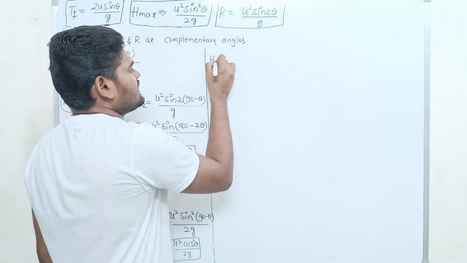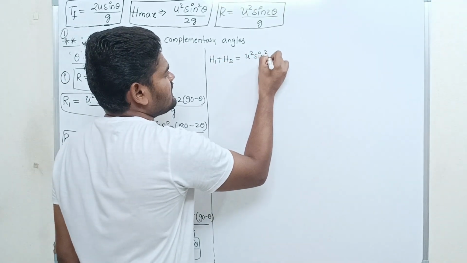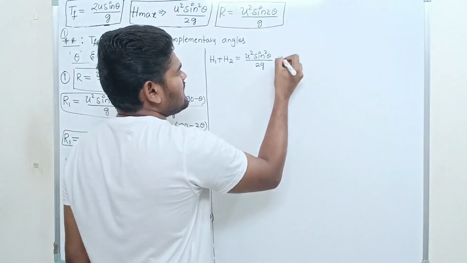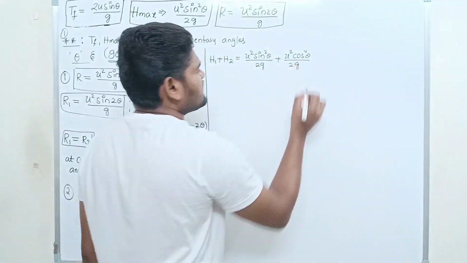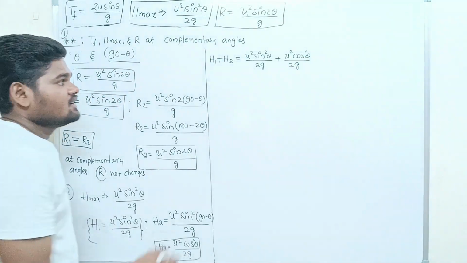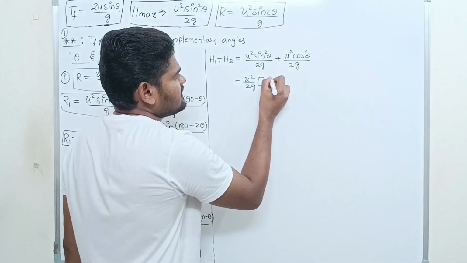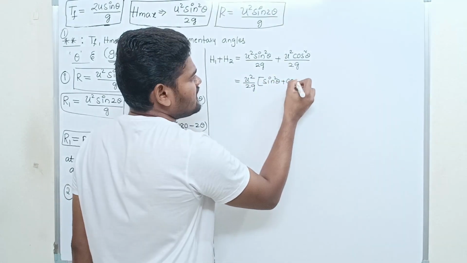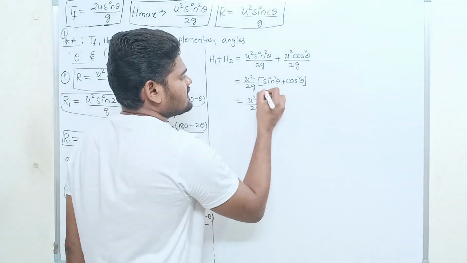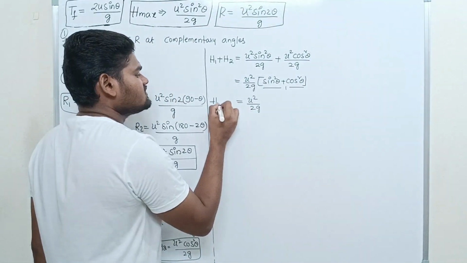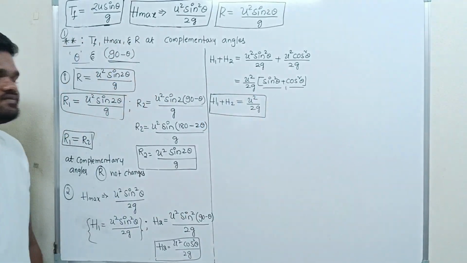I'm just adding H1 plus H2. What is the H1 value? u square sin square theta by 2g. What is the H2 value? u square cos square theta by 2g. Okay, right. So take u square by 2g common, and you will get sin square theta plus cos square theta. The value of sin square theta plus cos square theta is equal to how much? 1. This value becomes 1. So we got H1 plus H2 is equal to u square by 2g. Okay?